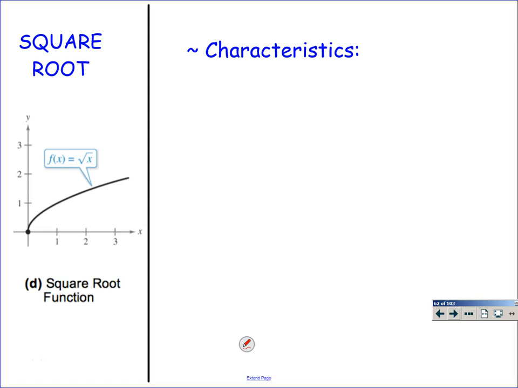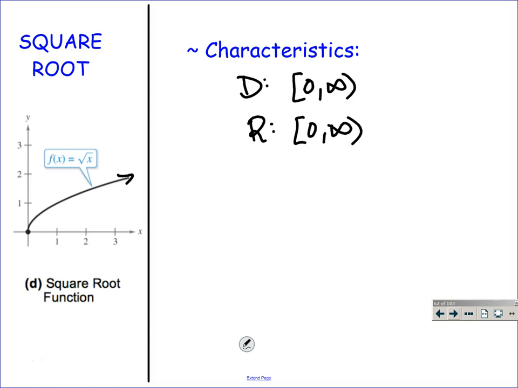Okay, square root function. So let's keep going with this guy. Domain. Wait a minute. Can't do all real numbers this time. X is greater than or equal to 0, so 0 to infinity. Range: how far low is 0, and how far high is infinity. So y is greater than or equal to 0.